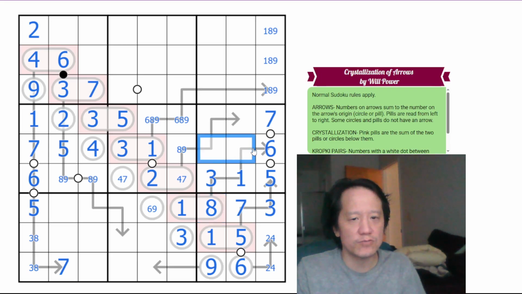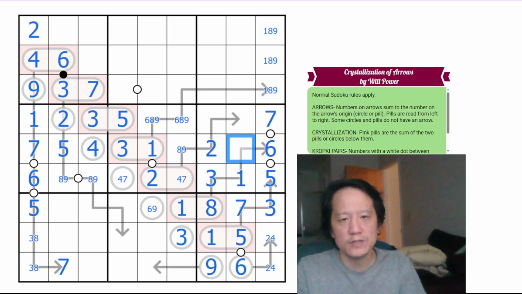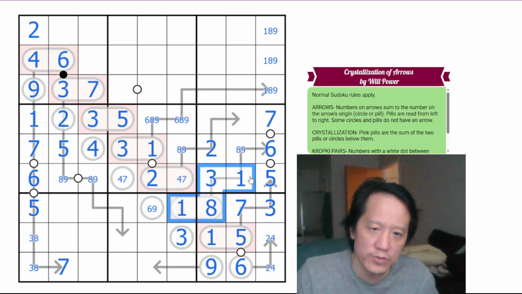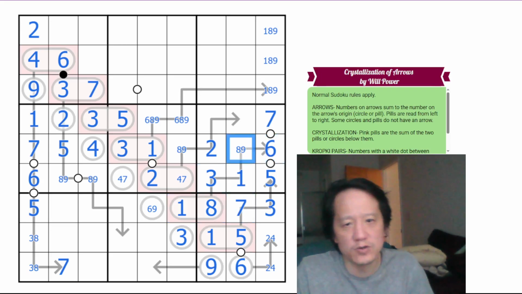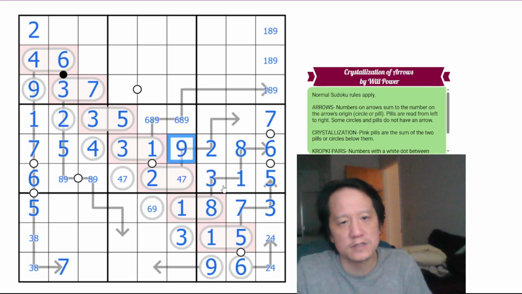Remaining digits in row 5 are 2, 8, 9. And this can't be 8 or 9 because of 8 and 9 in the column, so this is 2. This is 8 or 9. This adds up to 18. So 3, 1, and 6 adds up to 10, so it must be with 8. So this is 8, this is 9, which means this can't be 9.